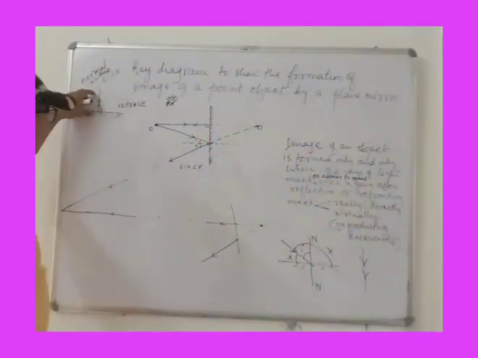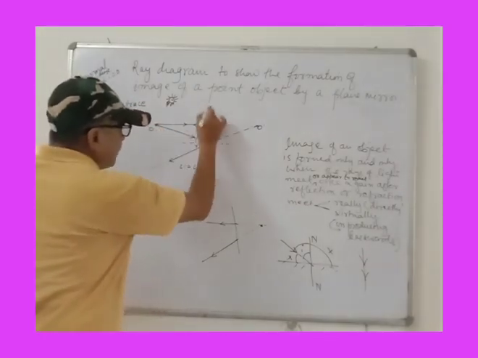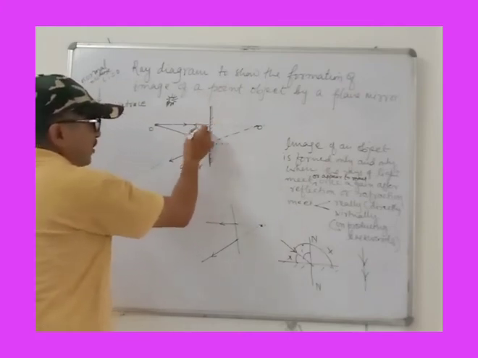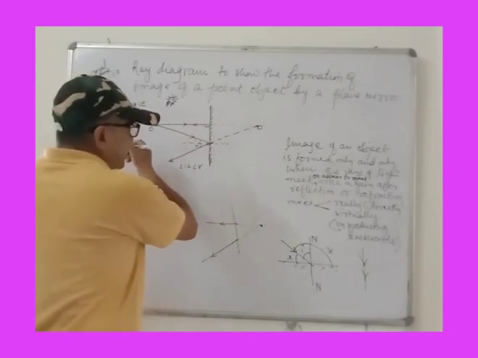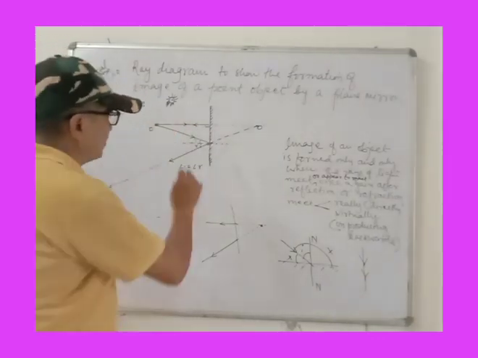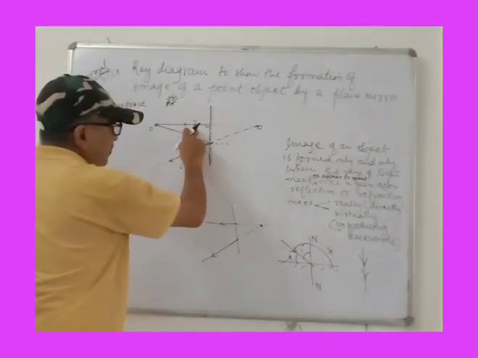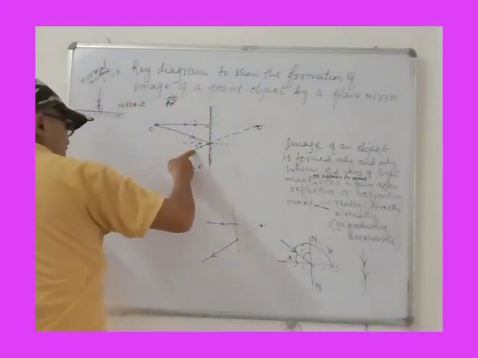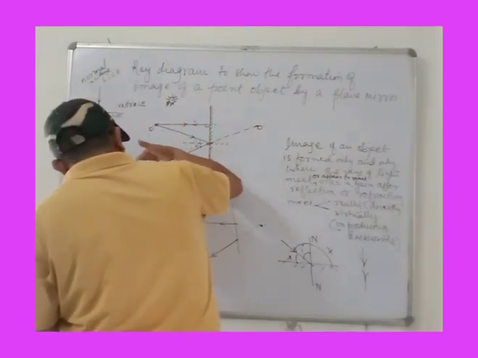Now this kind of thing you observe here. The ray of light from the object is falling normally on the plane mirror. The way it will reflect is along the same line but in the opposite direction, which is called retracing its path. Now it is retracing its path. That means this ray is going in this direction, and this one, ray number 2, is traveling in this direction after reflection.